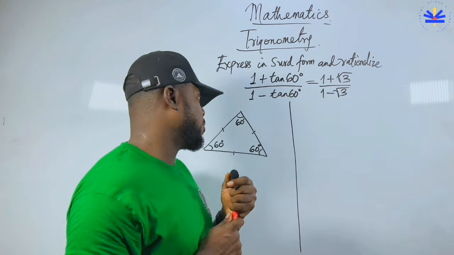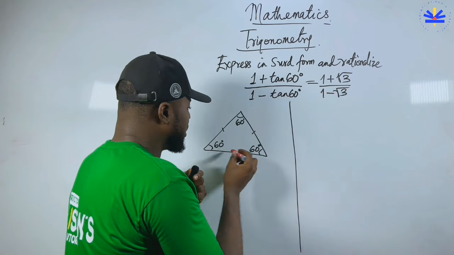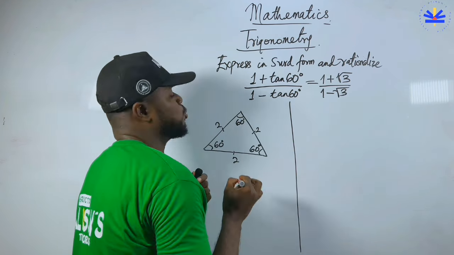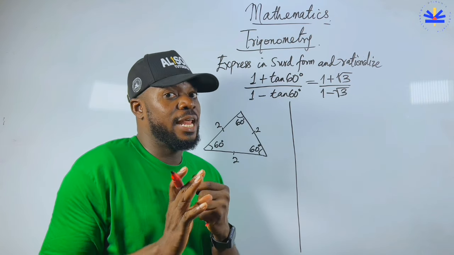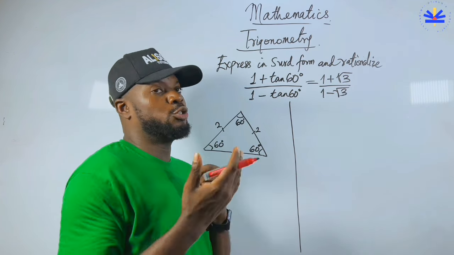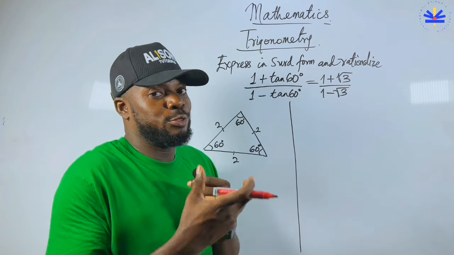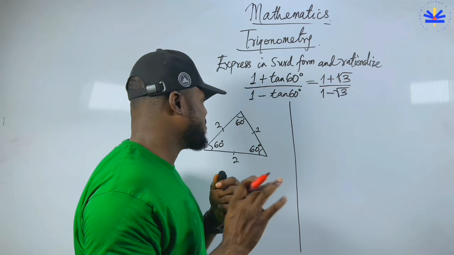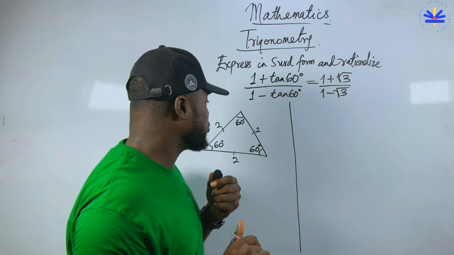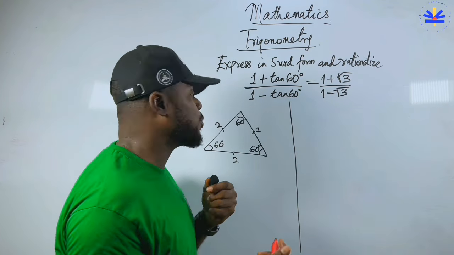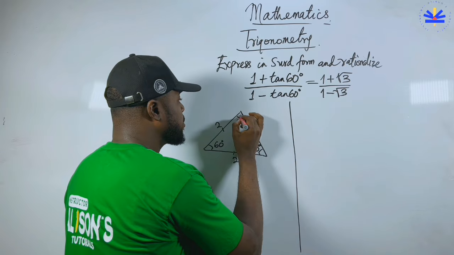That means, since the sides are equal, I figure this is 2 units, this is 2 units, and this is 2 units. I didn't draw this to scale. Now the next thing I will do: since each angle is 60 degrees, I can divide this into 2.